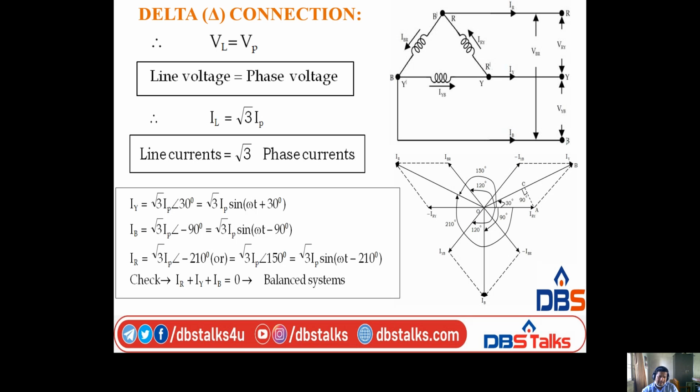Why is line voltage equal to phase voltage? It is nothing but the voltage across any two terminals corresponding to any one of the phase voltages. That's why, hence, in delta connection line voltage and phase voltage are equal to each other. So in star connection currents are equal, in delta connection voltages are equal. In star connection voltages are different, that is VL is equal to root 3 V phase. In delta connection currents are different, that is IL is equal to root 3 I phase, right?